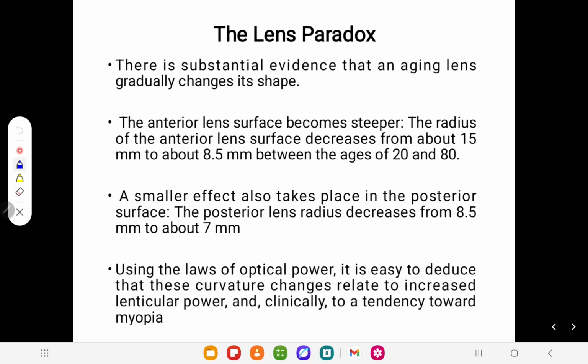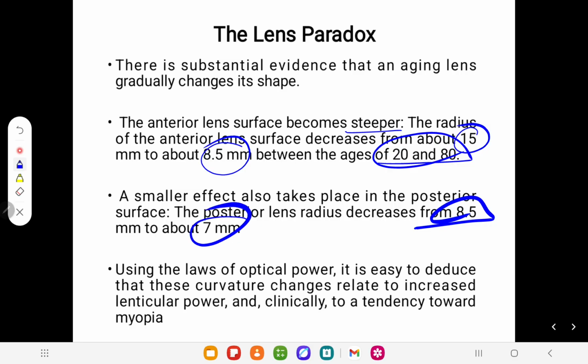Okay. What is the lens paradox? It's just a topic I introduced here. Let's discuss it very grossly. Okay, the lens paradox. There is substantial evidence that the aging lens gradually changes itself. The anterior surface becomes steeper with age, and the radius of the anterior surface decreases from 15 mm to 8 mm between the ages of 20 and 80. A smaller effect takes place at the posterior lens surface.